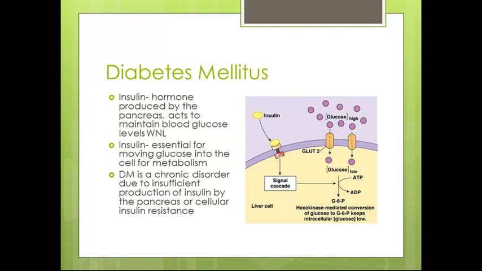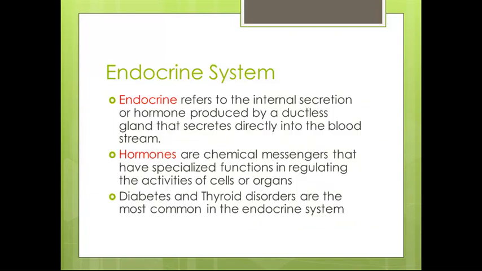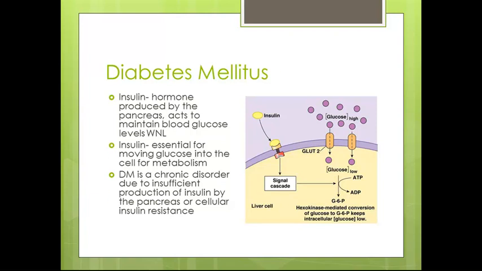Diabetes mellitus is a chronic disorder due to insufficient production of insulin by the pancreas or cellular insulin resistance. So sometimes those insulin cells are not connecting with their receptors, which causes cellular insulin resistance.